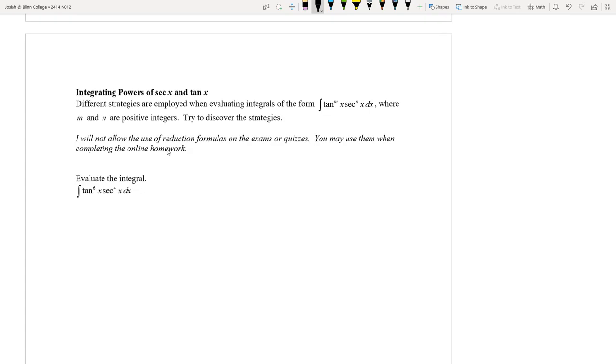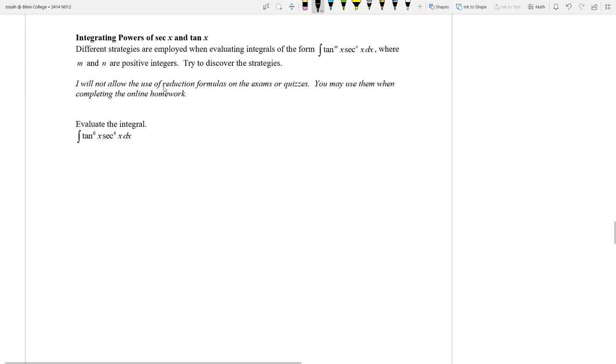But technically you can use them. I'm not really grading your work on the online homework. That's just for your practice. That being said, it's better to practice with what you're actually going to use. So I would say don't use the formulas.